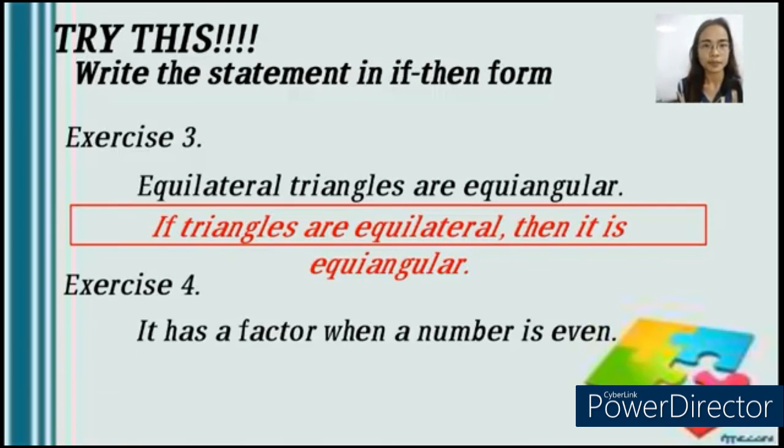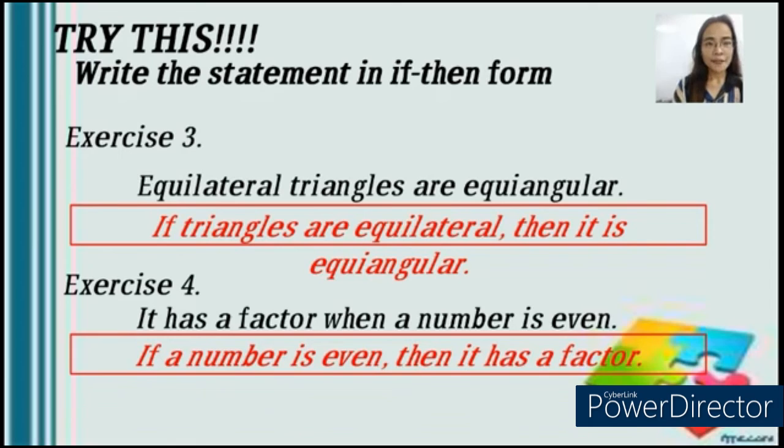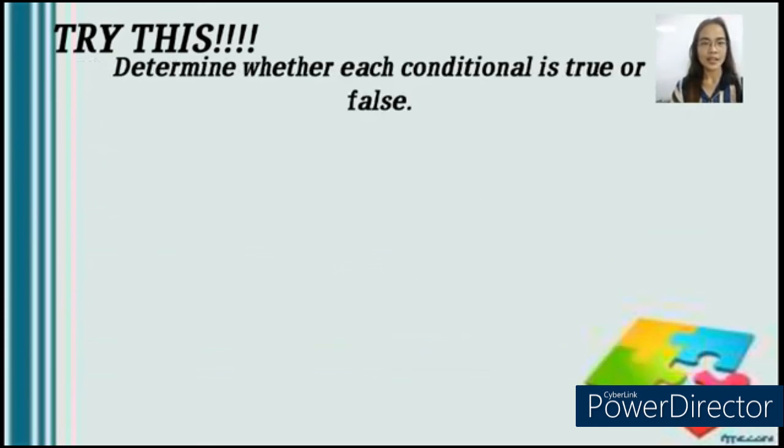Exercise 4. A number has a factor when it is even. So what do you think is the hypothesis and the conclusion of the statement? Yes? Anyone? The hypothesis is? Ano sagot? Hypothesis. A number is even. And the conclusion is, it has a factor. So if we transform it in if-then statement, the answer would be, if a number is even, then it has a factor.